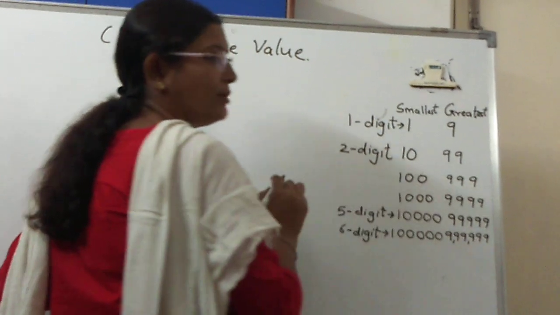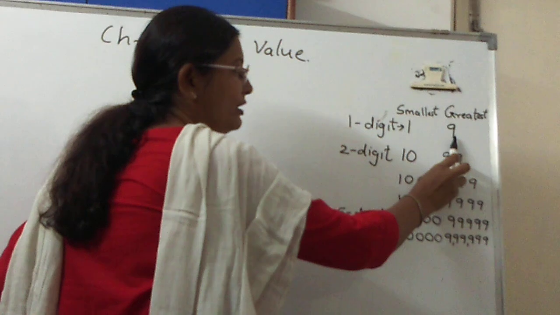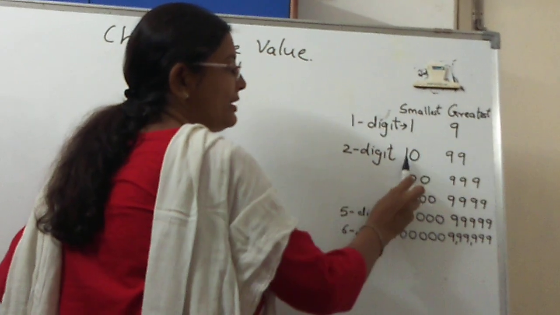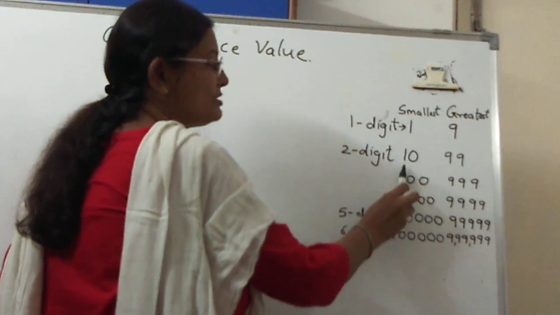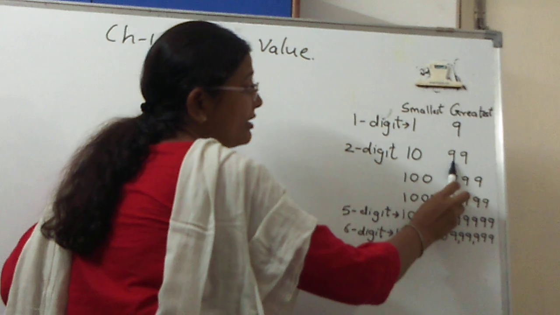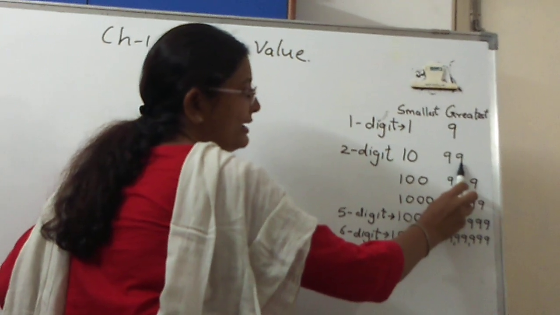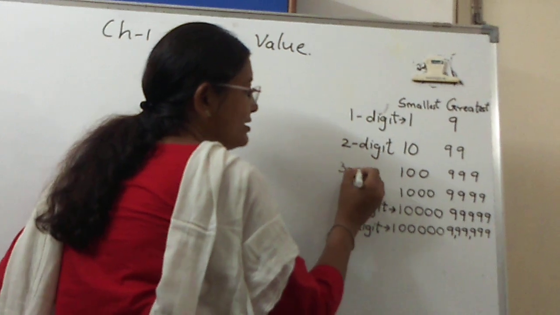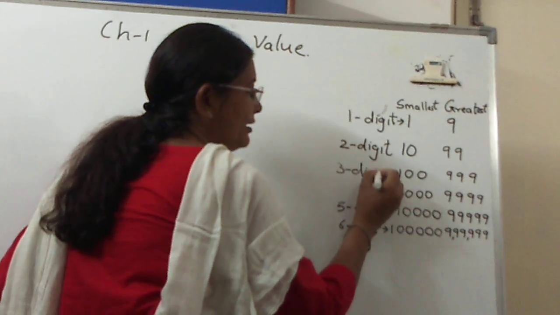Now how did this 2 digit number come? We have to add 1 to the greatest 1 digit number. So 9 plus 1 means 10. That is the smallest 2 digit number. And when we add 1 to the greatest 2 digit number, that is 99, 99 plus 1 is 100. That is the smallest 3 digit number, right?